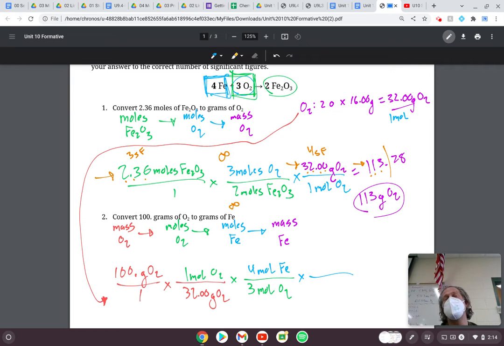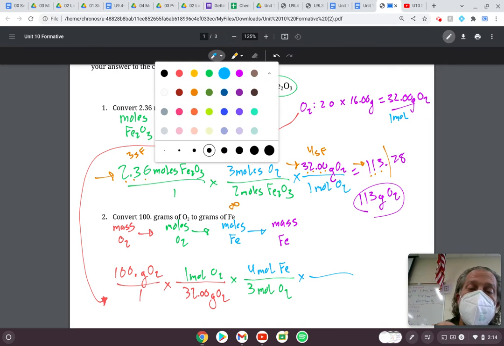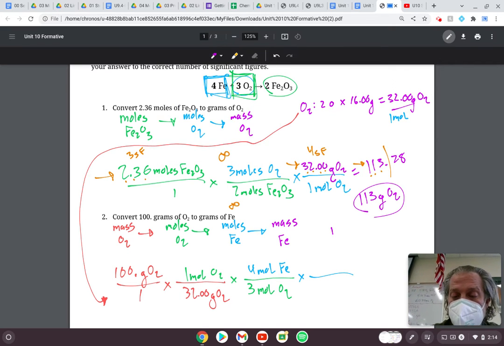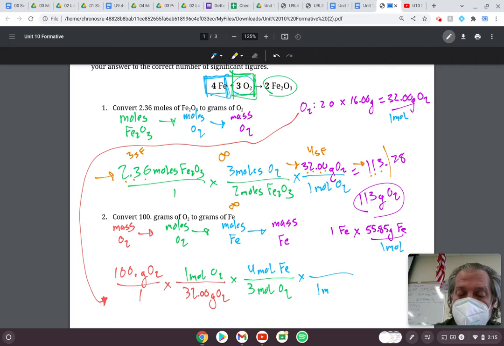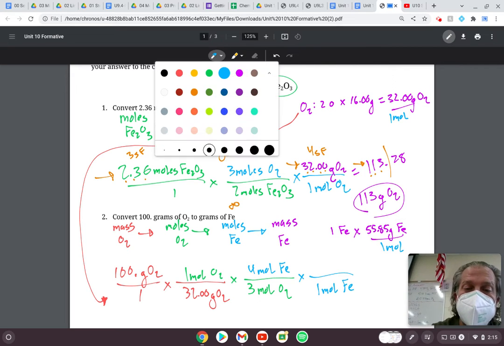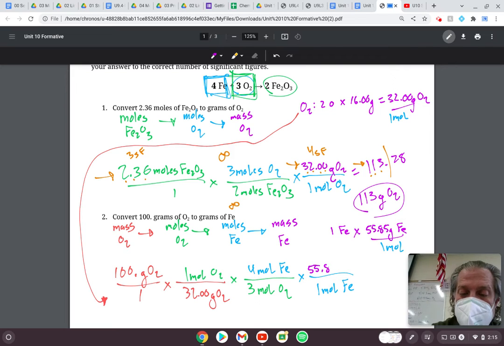When we're using mass in these problems, we need to use the molar mass, which is the mass on the periodic table. So I have 1 iron, right, times the mass of iron, which according to the periodic table is 55.85 grams, of iron because there's really only 1 of them. And so then that's going to give me per 1 mole specifically. So I'm going to have my 1 mole of iron on the bottom and 55.85 grams of iron on the top.